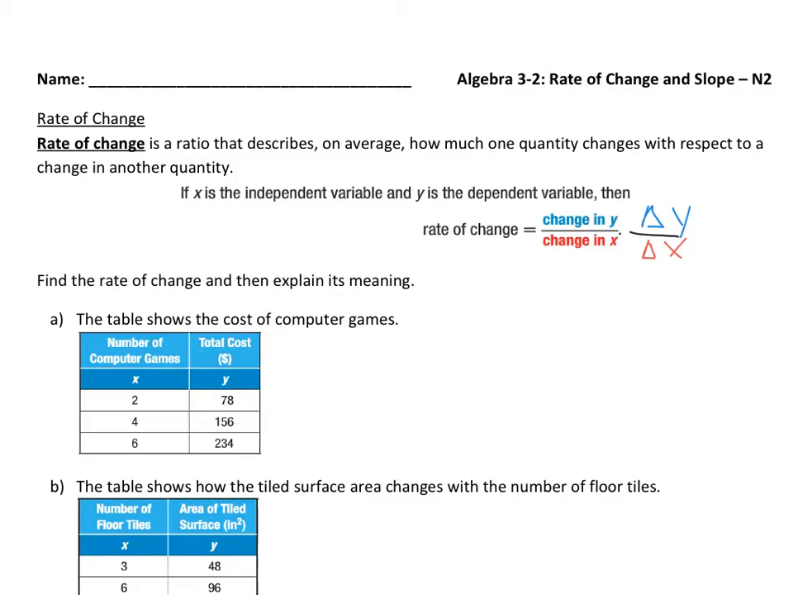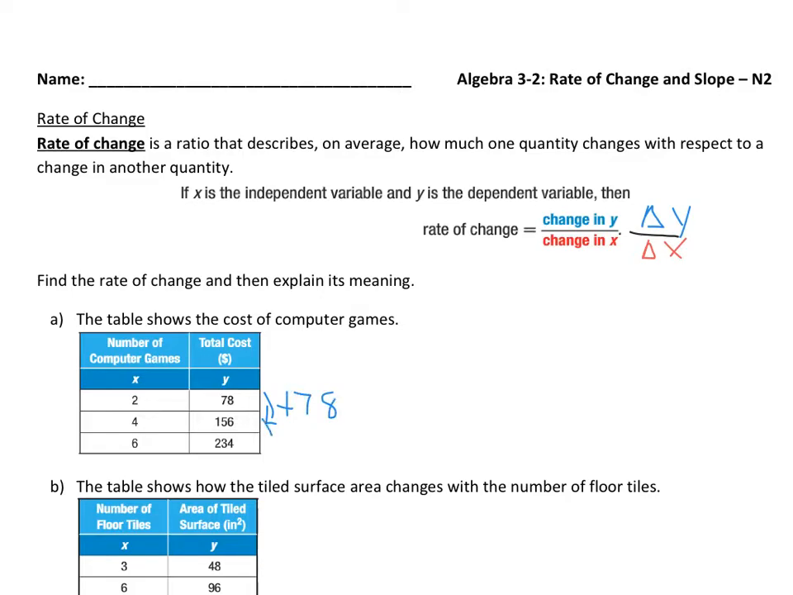Find the rate of change and then explain its meaning. The table shows the cost of computer games. So if we look at our table, we have the number of computer games, which is our x, our independent variable, and we have the total cost, in dollars, which is y, our dependent variable. So we need to figure out how much the y values increase by. To get from 78 to 156, we are actually adding 78.